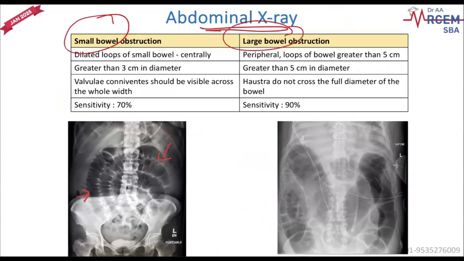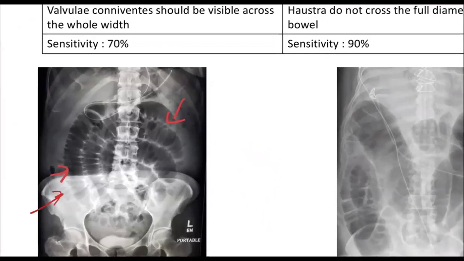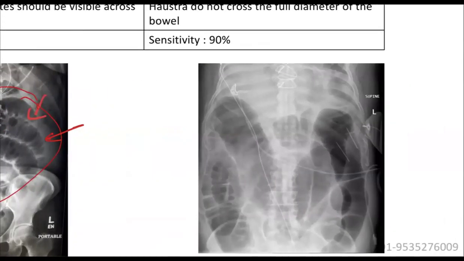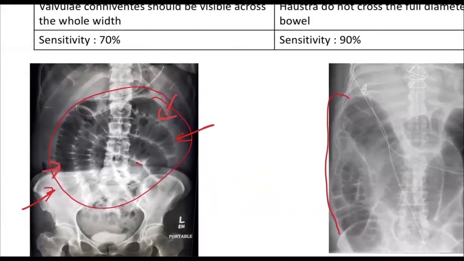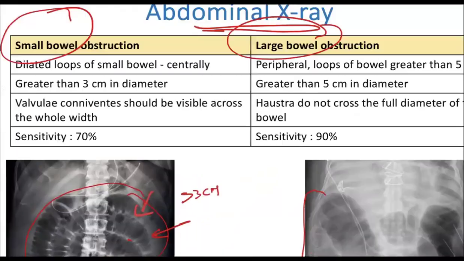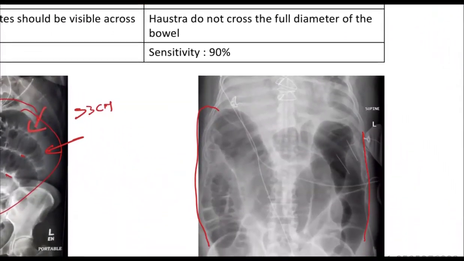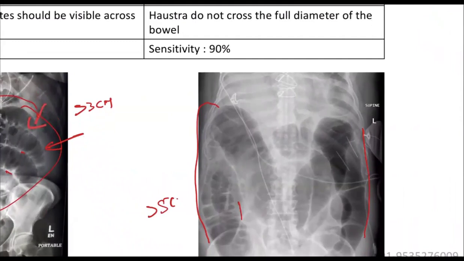What do you see in a small bowel? Small bowel is more centrally located, as you can see here. Compared to that, the large bowel obstruction is more peripherally located, closer to the abdominal wall. Along with it, the diameter of the small bowel is less. Usually it is significant if it is more than 3 centimeters. In the large bowel, if it is more than 5 centimeters, you take it as significant.